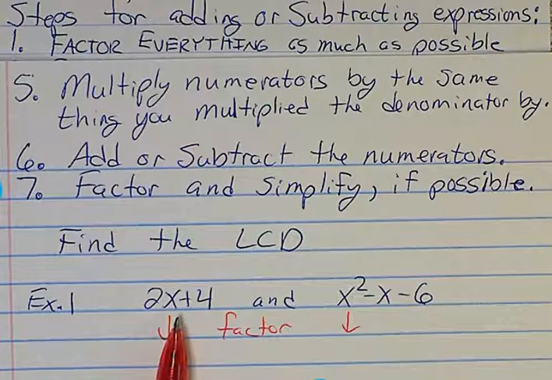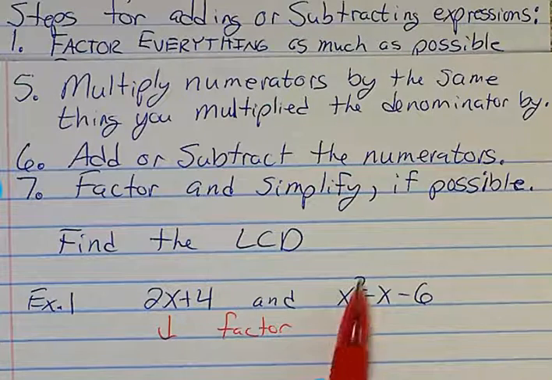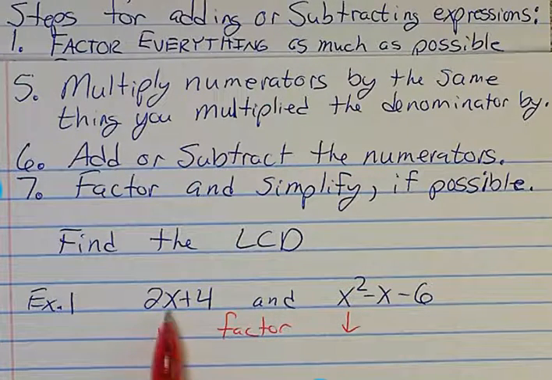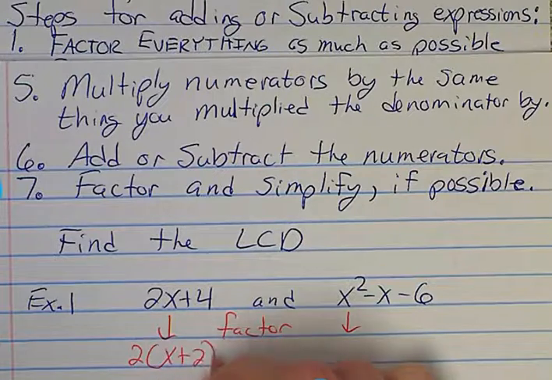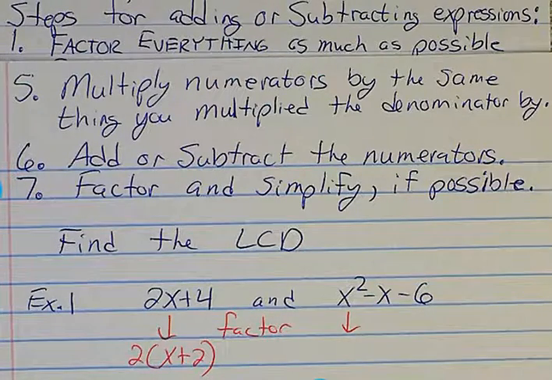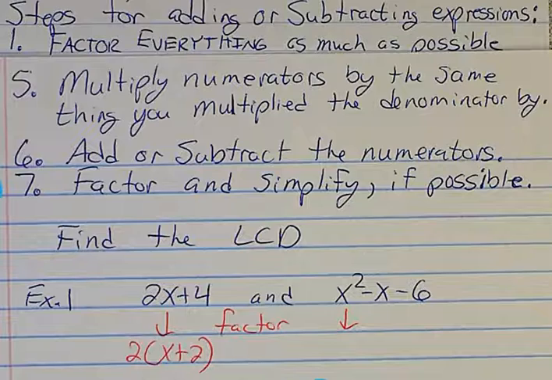Because if it's 2x plus 4, there's no x squared term we're looking at, so we're not going to have the two sets of parentheses. So if it's only two terms, what do they have in common? Both got 2, right? So let's just divide them both by 2. Factor out the greatest common factor of 2, that's going to leave you with 2 times x plus 2.